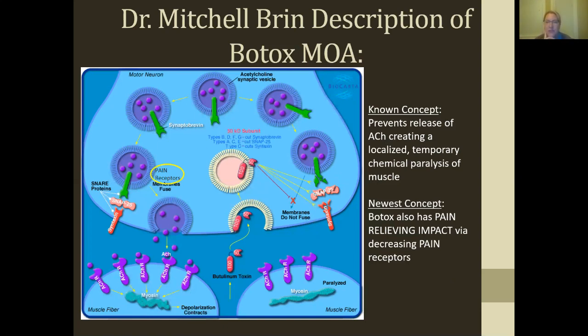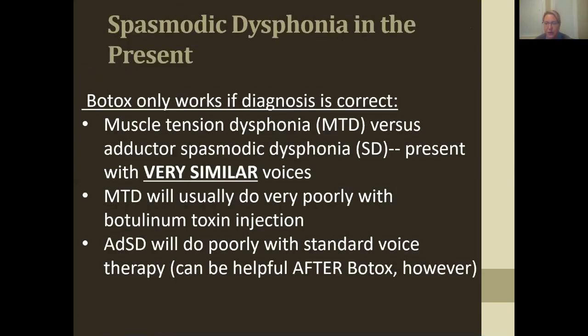And it lasts for typically about anywhere from 3 to 6 months. Basically what happens is the patient's body starts making new acetylcholine vesicles. And the Botox is long gone, so now the nerve acts completely normally once their body has kind of overridden that initial Botox dose. And so when the Botox wears off, ultimately the patient goes right back to where they were before, and it doesn't change the overall course of the disease at all. There is also a newer concept, which is that Botox does have some pain-relieving impact. We don't know at this point how much of an impact that has on our spasmodic dysphonia patients, but it is something that is also kind of an interesting aspect of Botox.